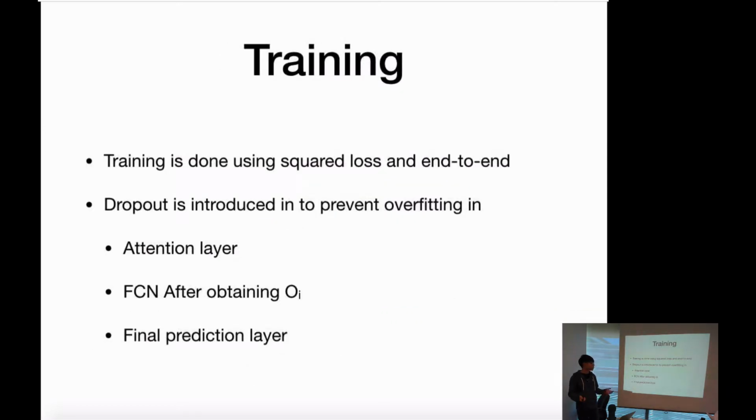The training is done on squared loss and is done end-to-end. There's dropout in a few layers: the attention layer, the FCN after obtaining the overall review representation, and the final prediction layer. This is to prevent overfitting.